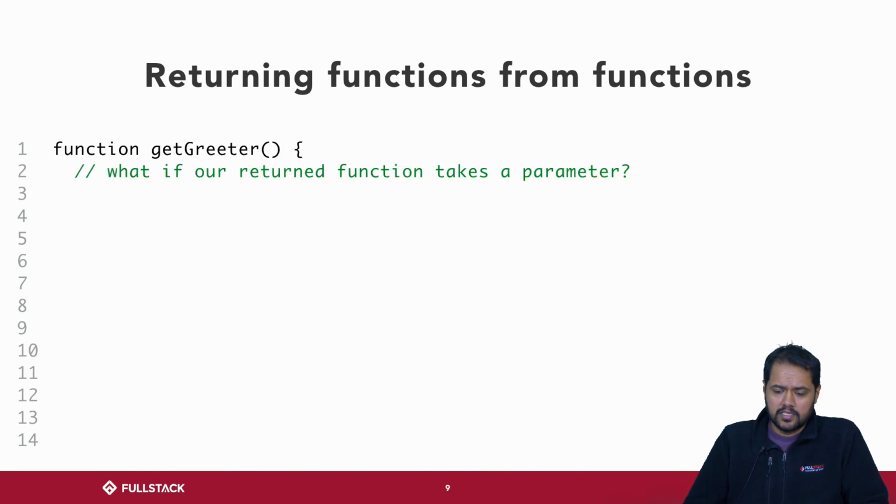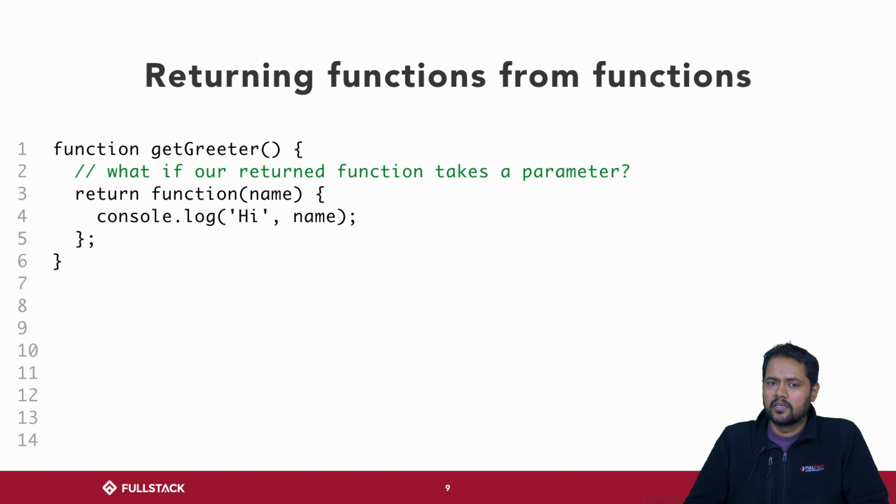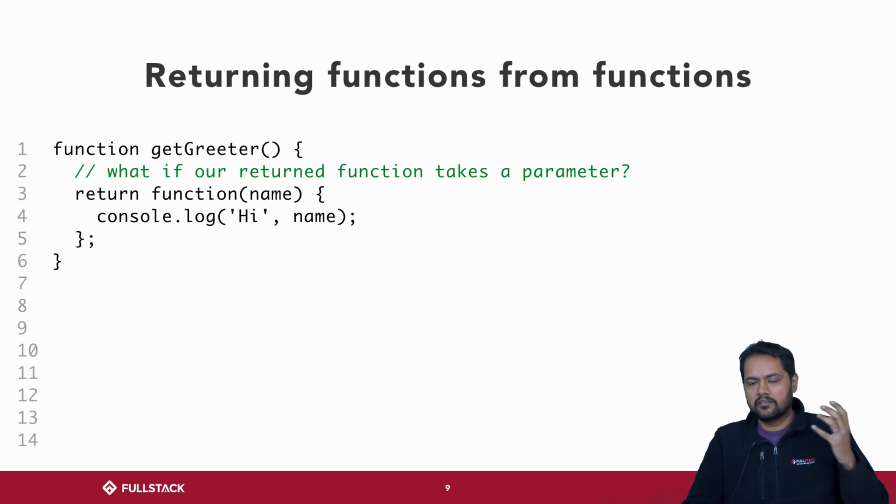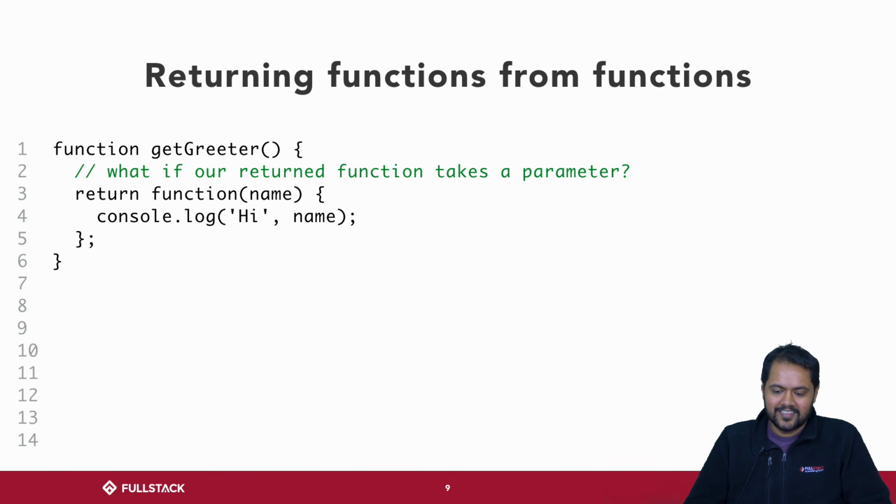So let's set up the next topic here, which is: what if our returned function took a parameter? Would that work? If we are returning this anonymous function and it takes a parameter, will we be able to use that return value in the same way that we would use any other function that takes a parameter? And the answer is, of course, yes. Why would I ask that question? But yeah, the answer is yes.